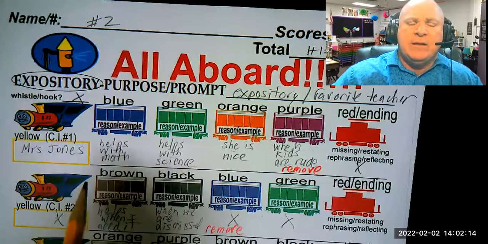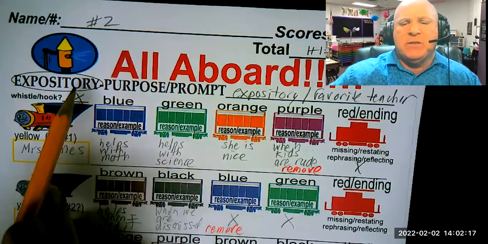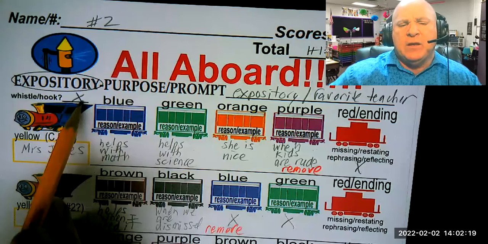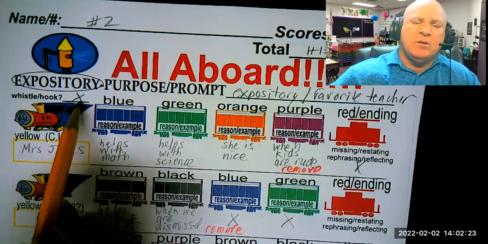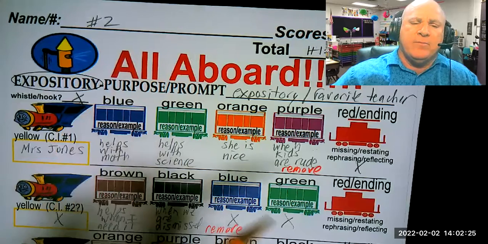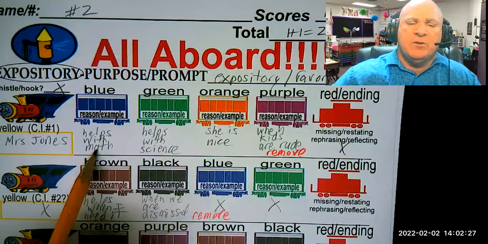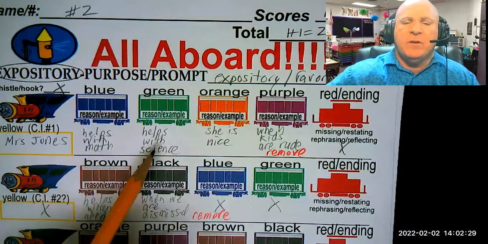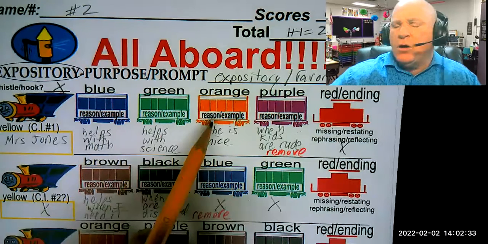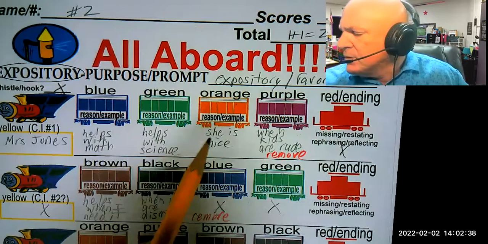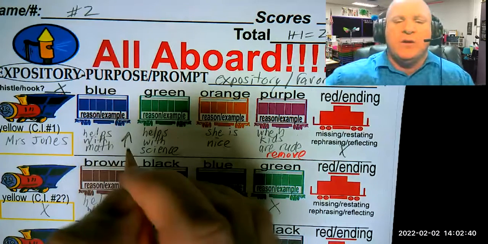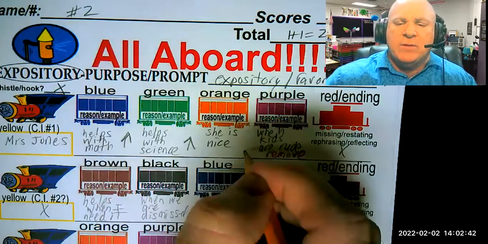You don't really need to restate the prompt by asking the prompt question. My blue reason, that she helps me with math. My green reason, she helps me with science. My orange reason, that she is nice. Those are all positive things that we could have used to explain.